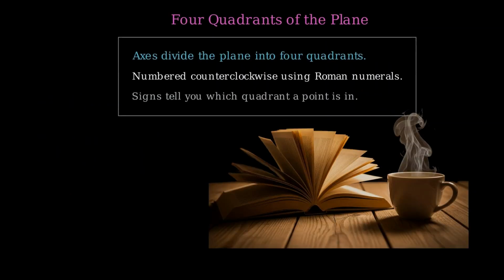The coordinate axes divide the plane into 4 regions called quadrants. The quadrants are numbered counterclockwise using Roman numerals. The signs of the coordinates differ from quadrant to quadrant. Let's learn the sign rules for all 4 quadrants.